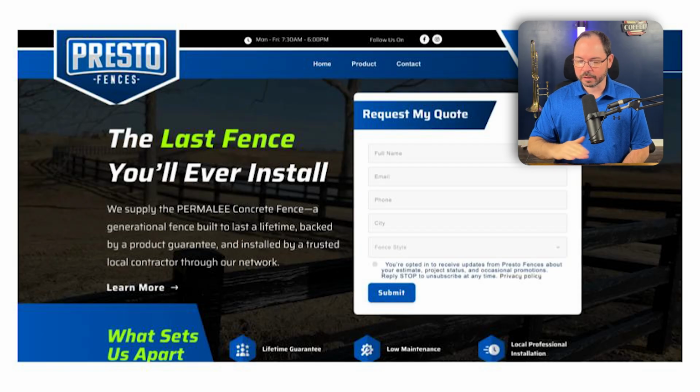Right below it quickly explains what we do. We supply permanently concrete fences, a generational fence built to last a lifetime, backed by a product guarantee, and installed by a trusted local contractor through our network, right? So that I know that, boom, it makes sense. I'm supposed to be here.